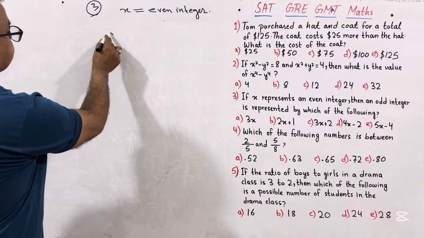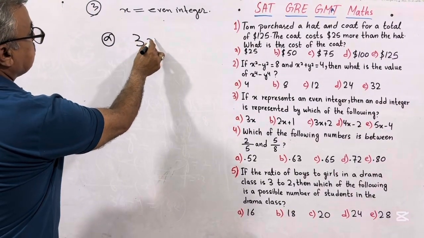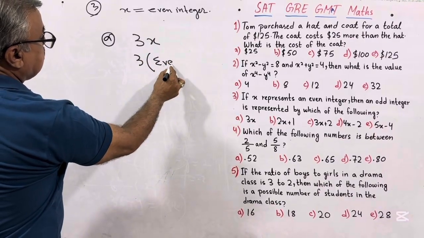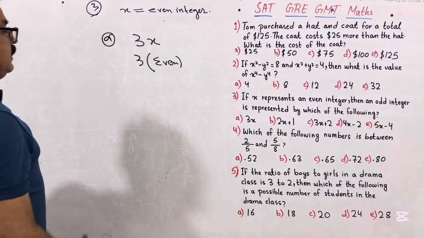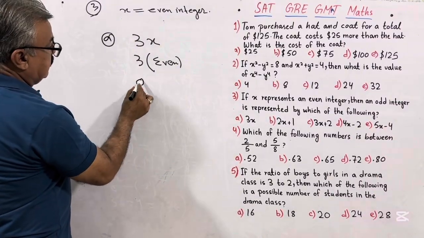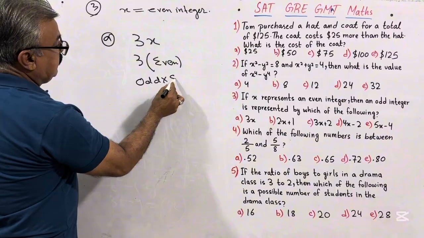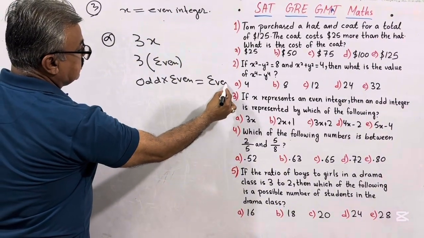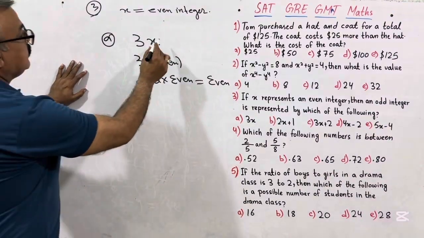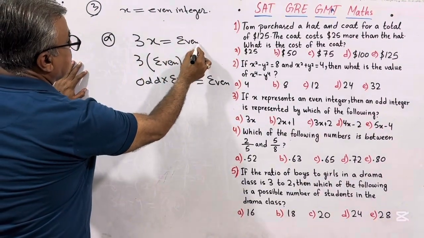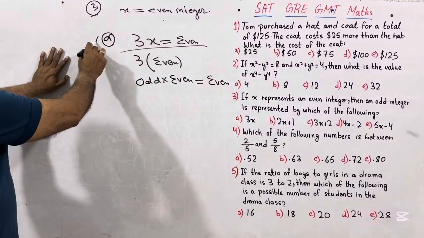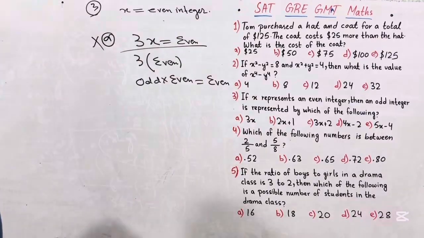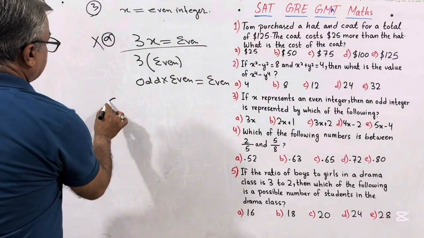Taking option A, that is 3x. Our x is even. Simply, 3 is an odd number. Odd times even results in even. So 3x is even. It's not an odd, it's not the right option. Odd times even is even, a simple fact. I am skipping B, moving towards C.